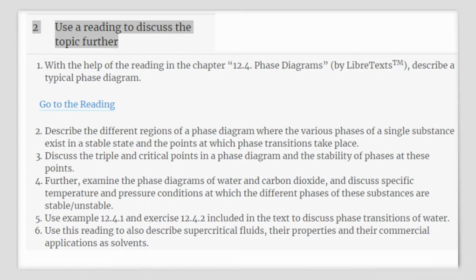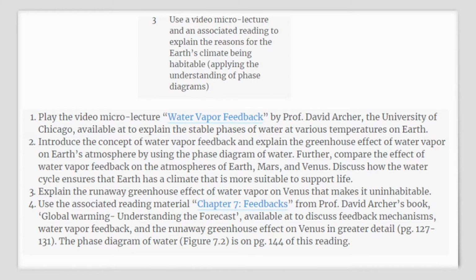Further, examine the phase diagrams of water and CO2 and discuss specific temperature and pressure conditions at which the different phases of these substances are stable or unstable. The particular examples and exercises that we have asked you to use are shown in the lesson plan guide itself. Finally, start to make the link between phase diagrams and understanding of climate science through this third resource.